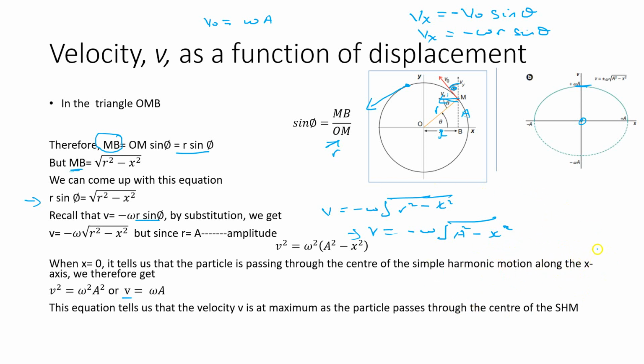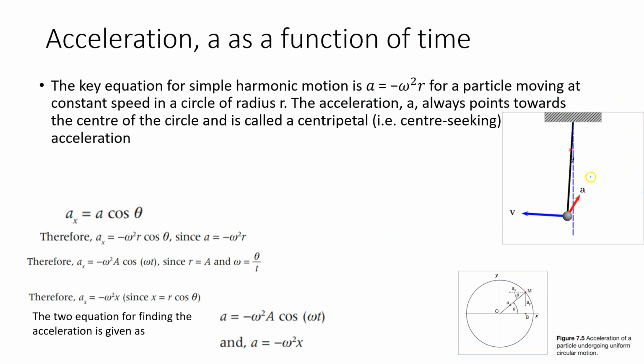But note this graph is just talking about the velocity versus displacement. Now we move on to talk about the acceleration as a function. We did talk about acceleration already from the graph, but one of the things I want you to realize is that when you displace the object from the equilibrium position and it reaches its amplitude, the acceleration is directed towards the center, which is right here.